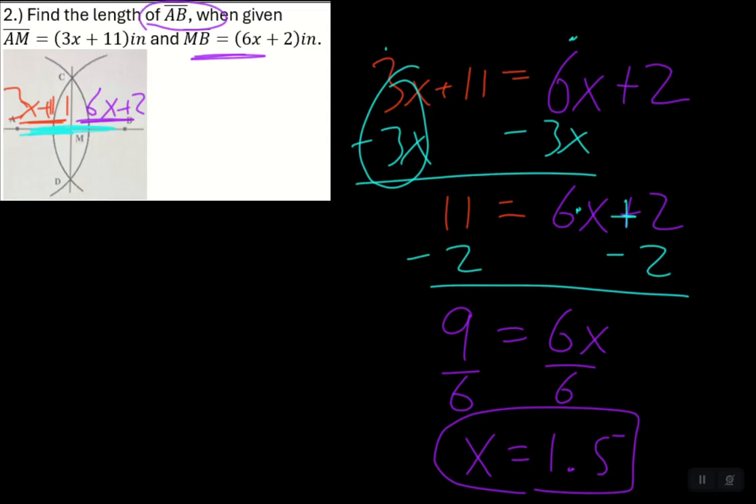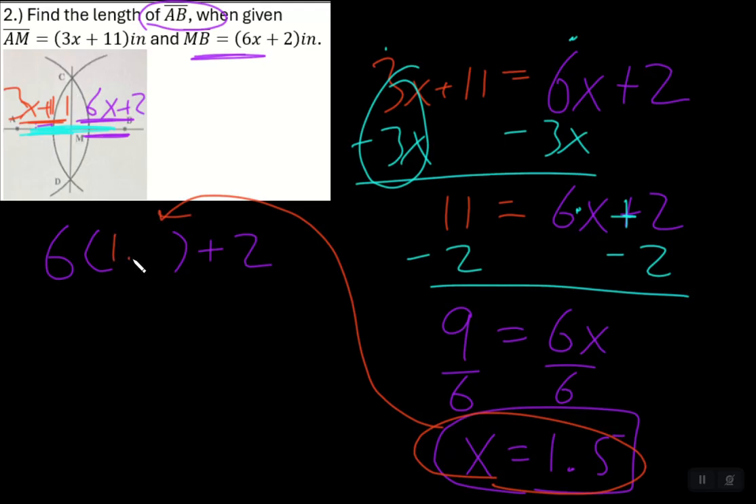The problem here is that we're given the half AM and we're given the other half MB, but we're never given AB directly. So what we have to do is take this 6x plus 2 and plug in x equals 1.5. 6 times 1.5 is 9, plus 2 is equal to 11. So line segment MB, the half, is equal to 11. Let's go ahead and write that in, 11.